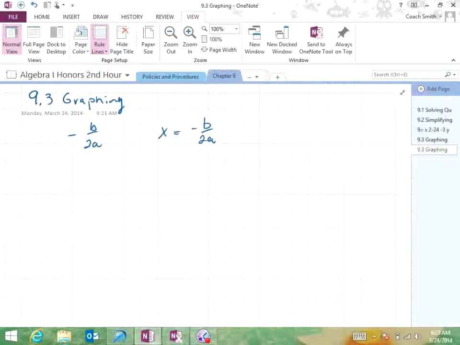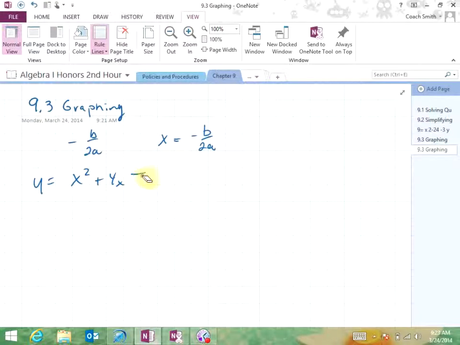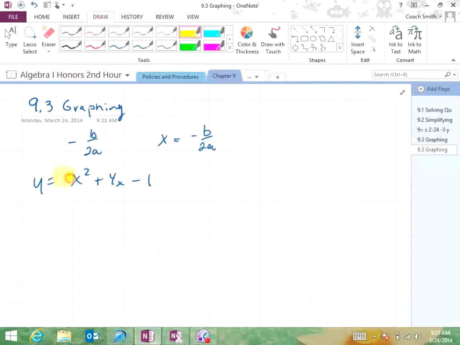Let's take, for example, number 47. Number 47 says y is equal to x squared plus 4x minus 1. Okay? Now, which one do we look at to see if it's up or down? A, B, or C? A. Okay, so we look at here, and that's going to tell us that it's up.